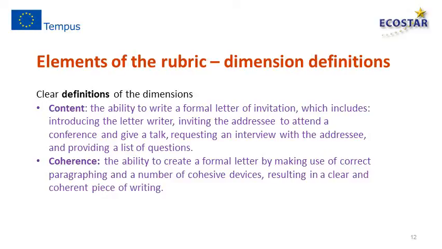And for coherence, for example, we have the ability to create a formal letter by making use of correct paragraphing and a number of cohesive devices. These two things should result in a clear and coherent piece of writing. So what we want is a clear and coherent formal letter, and we achieve that by making use of correct paragraphing and a number of cohesive devices.